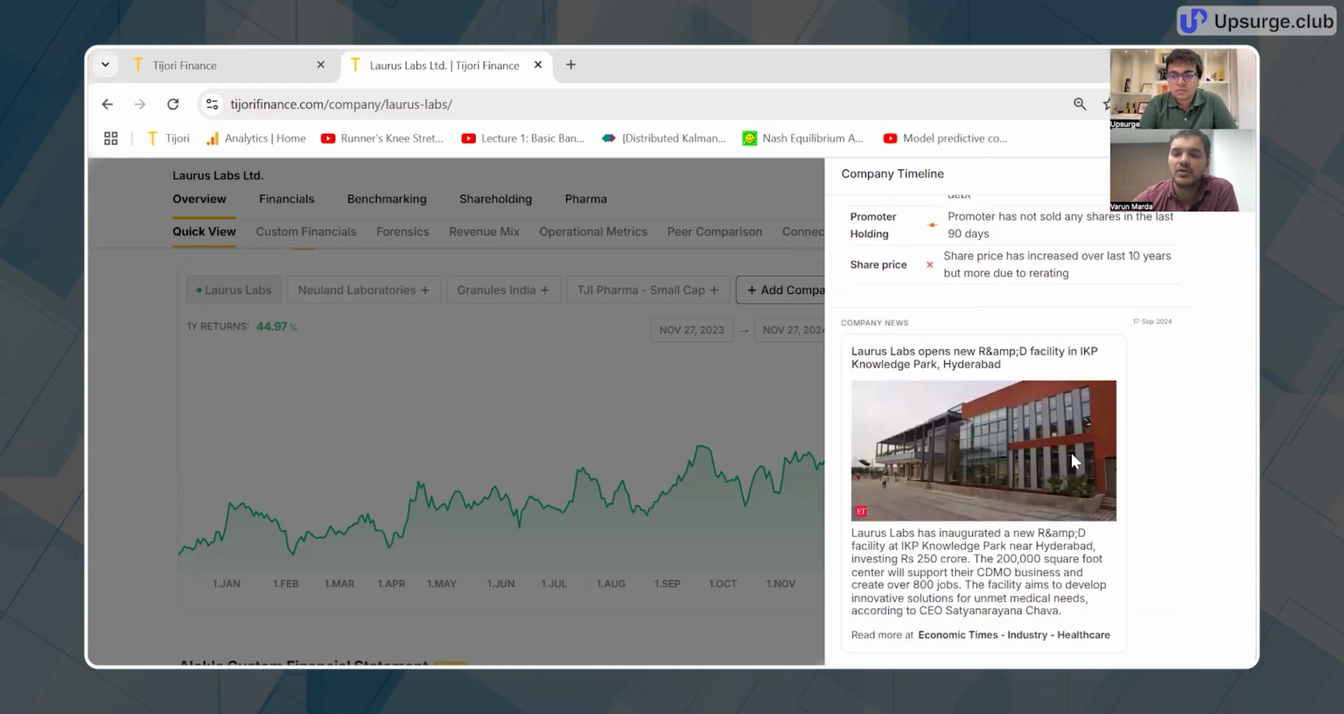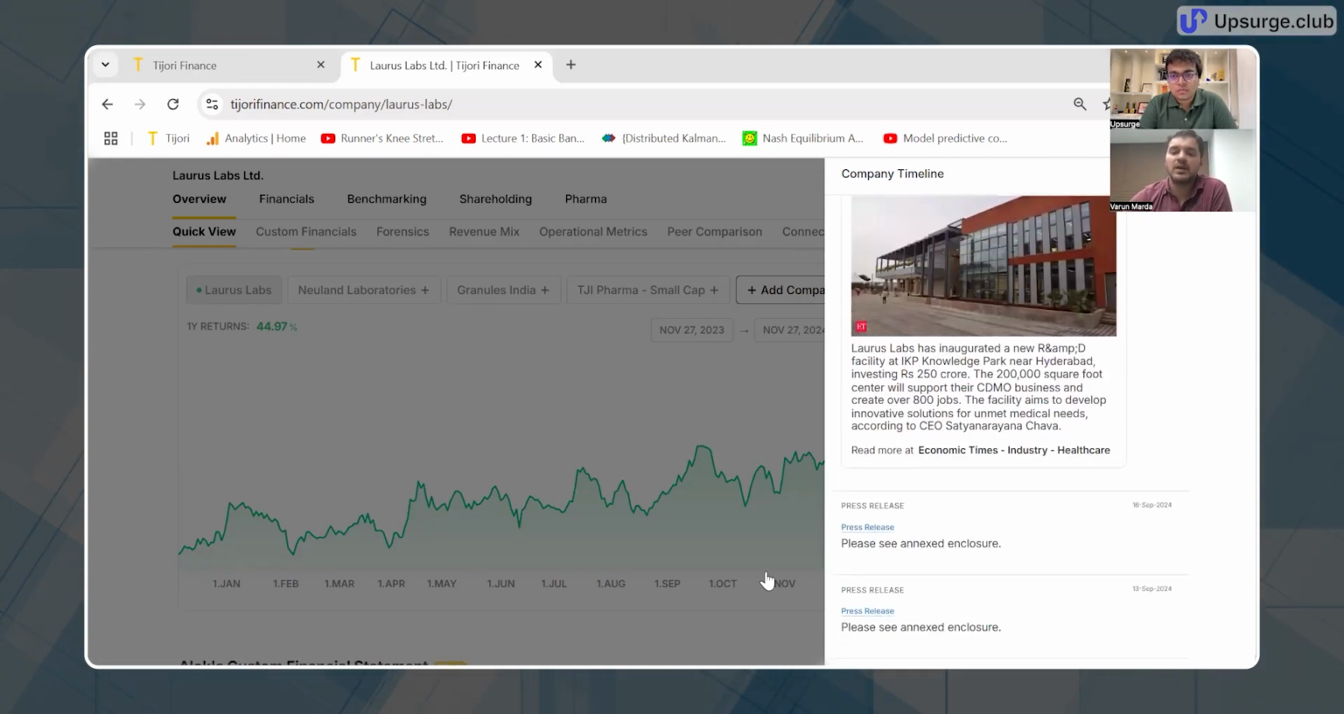You can just browse through and see what all happened in this company in the last 1 or 2 months, or 2 or 3 months. I forgot the history that we store.